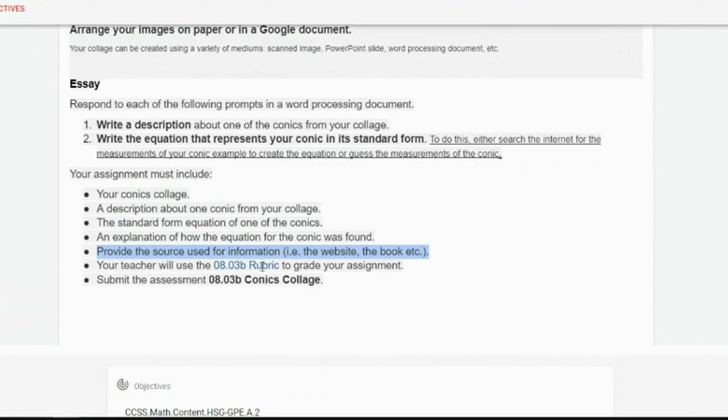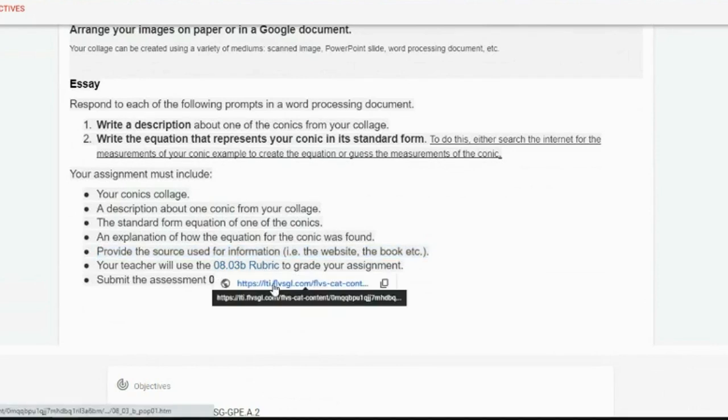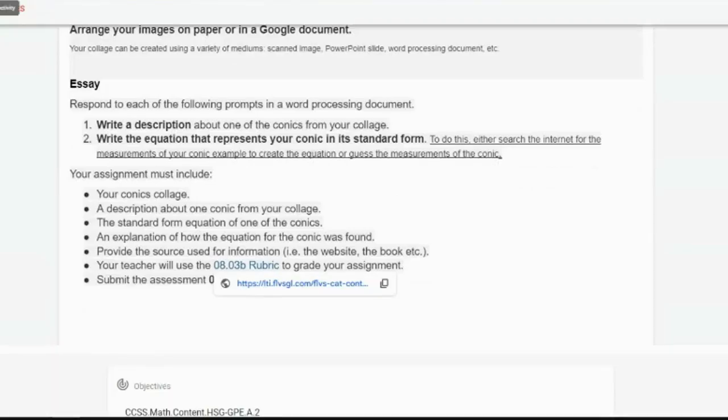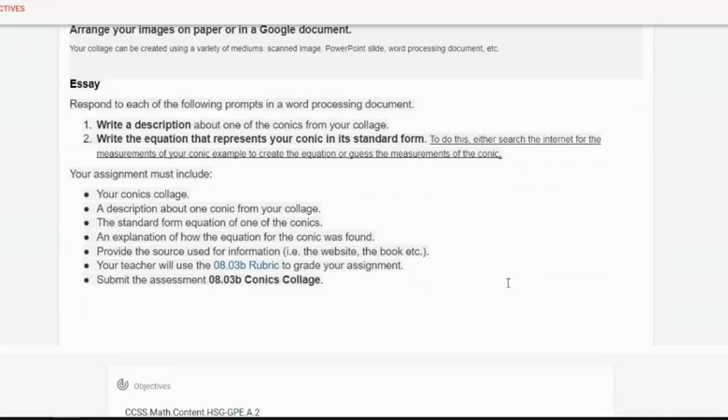And then there's a rubric. So you can click on that. It'll give you the rubric. It didn't recognize my session because I've been changing pages. But anyway, as long as you have these things, you're fine.